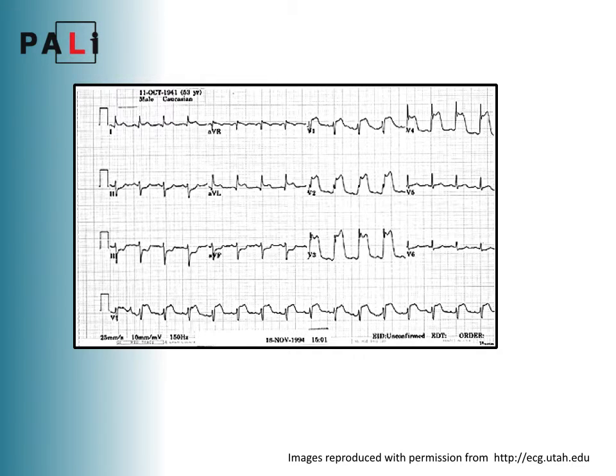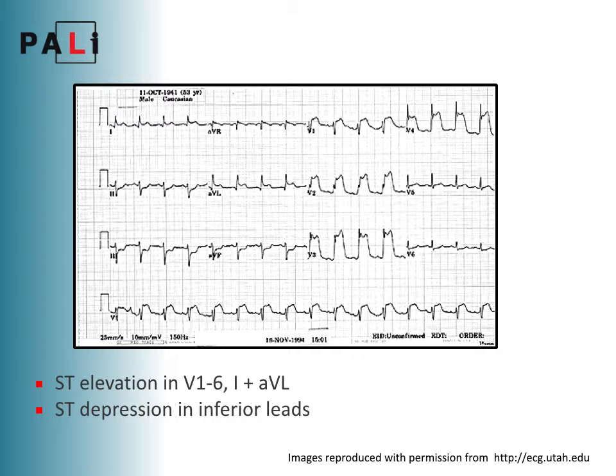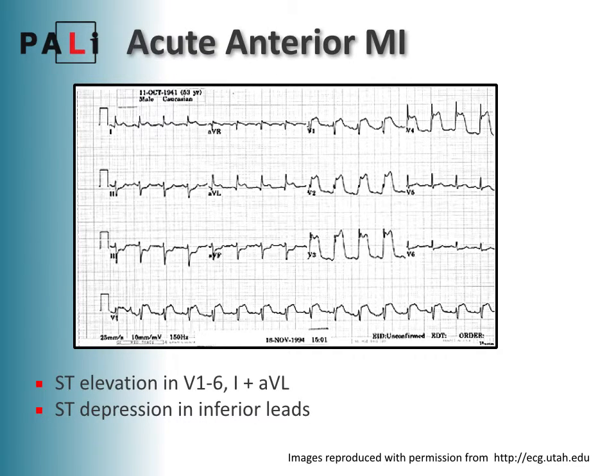So now we'll move on to some abnormal ECGs and use our systematic approach to identify the abnormality. So in this ECG here, we can see ST elevation present in leads V1 to V6 and in leads 1 and AVL. Corresponding to this, we can see that there is ST depression in the inferior leads. This represents reciprocal depression. Therefore, overall, this is an acute anterior MI, which is most likely to be affecting the left anterior descending artery.